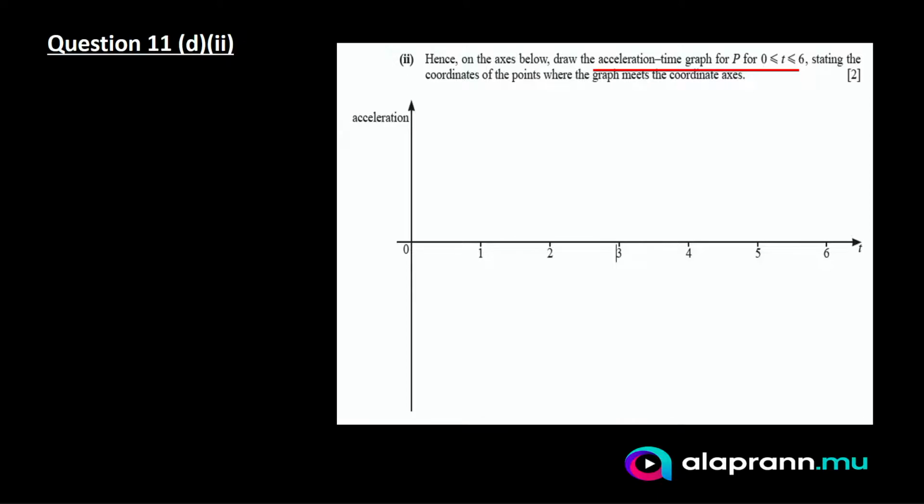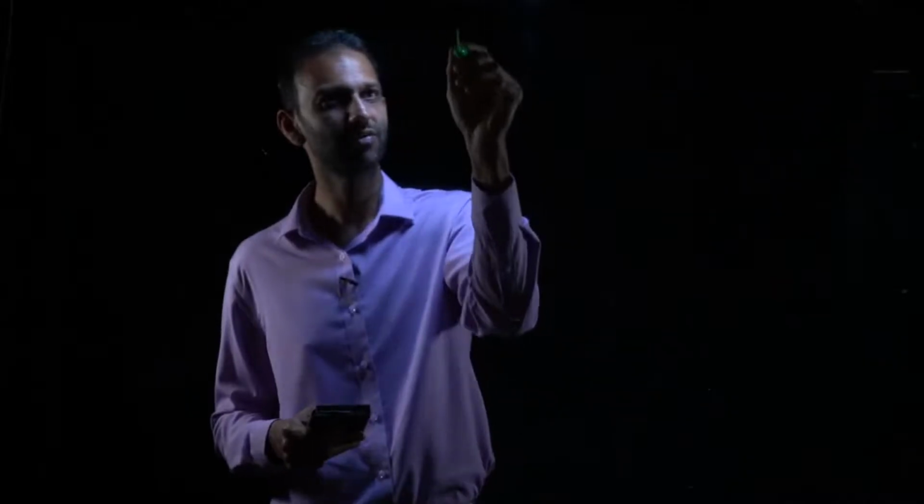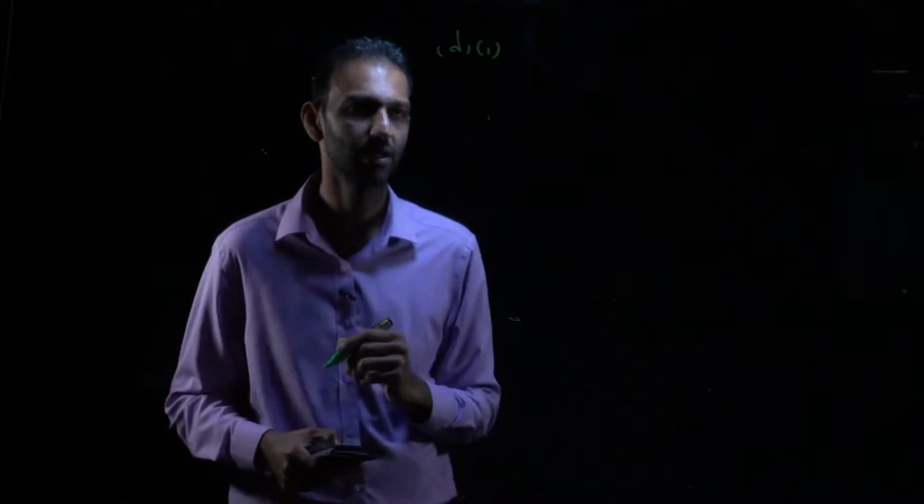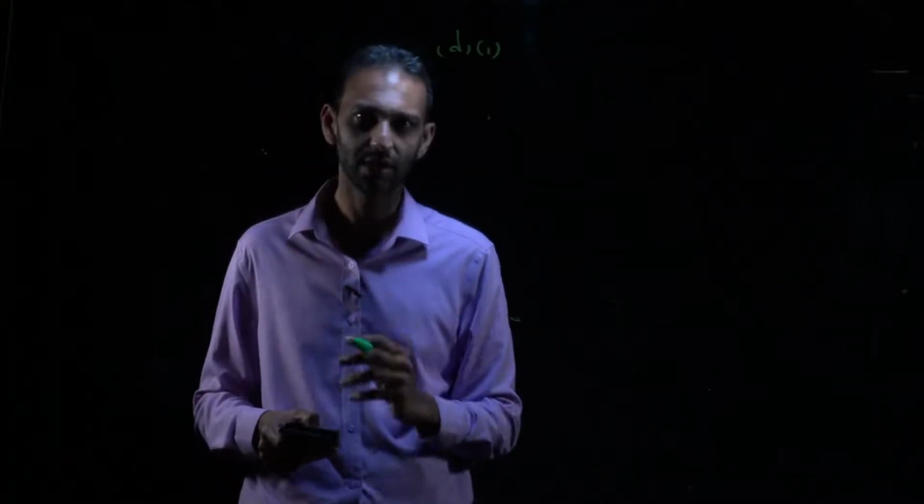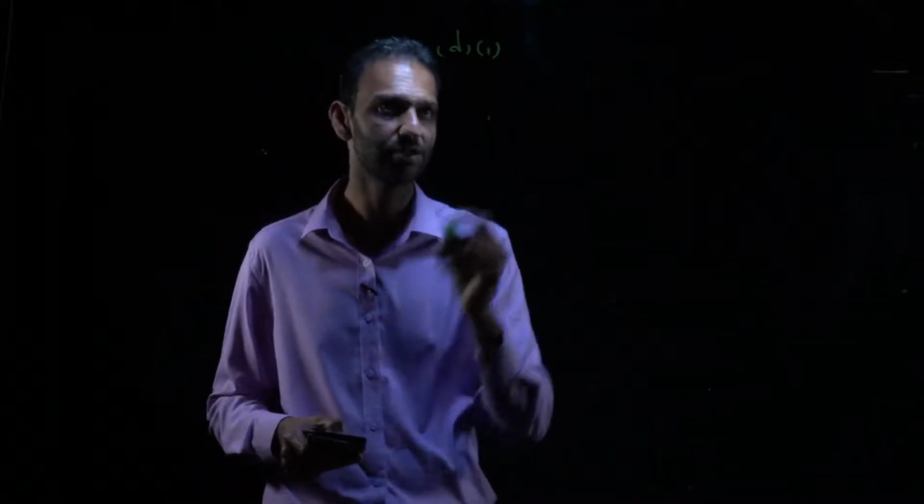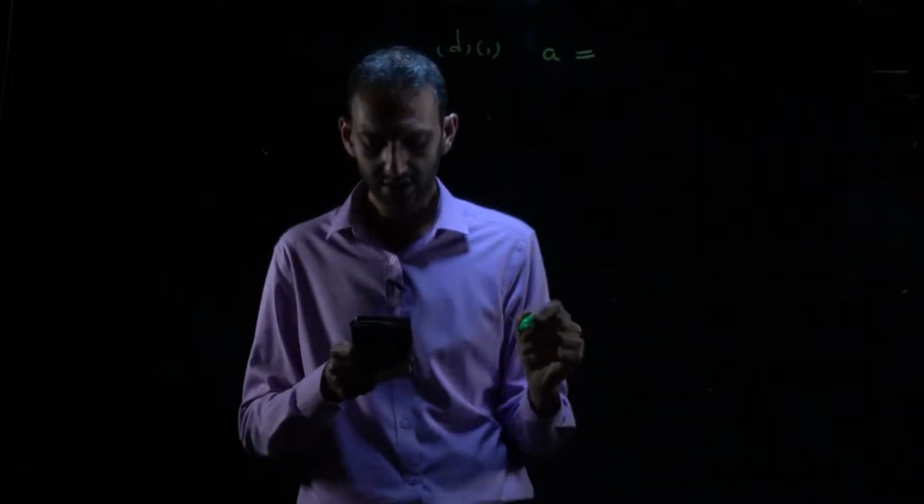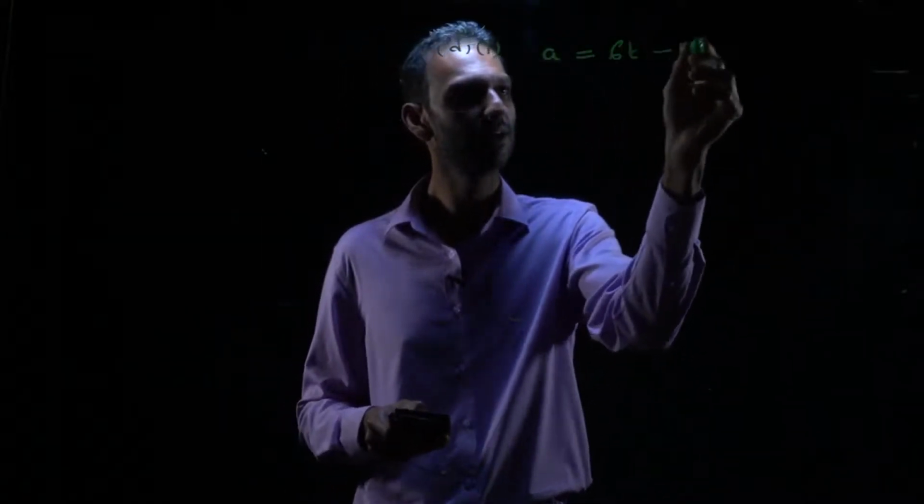Hence, on the axis below, draw the acceleration time graph for the interval t between 0 and 6, stating the coordinates of the points where the graph meets the coordinate axis. That's actually a nice question, a very simple one. Let's do the calculation, not the calculation, but using the equation, let's sketch it. So a was 6t minus 16.